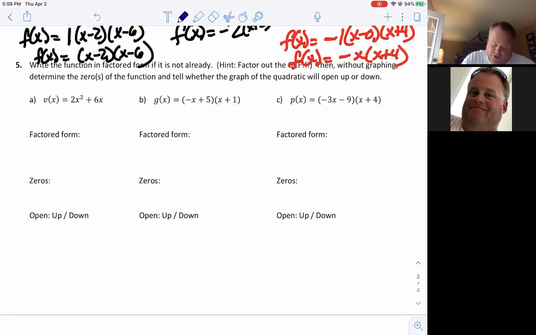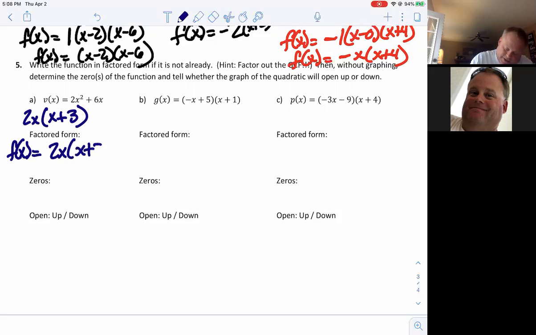So I look at the first one and I see 2x squared plus 6x. So if I factor out a 2x, my GCF, I'm going to be left with x plus 3. Now, if I look at this, is this in factored form? It is, okay? So my factored form here is going to be f of x equals 2x times x plus 3. That's in factored form.